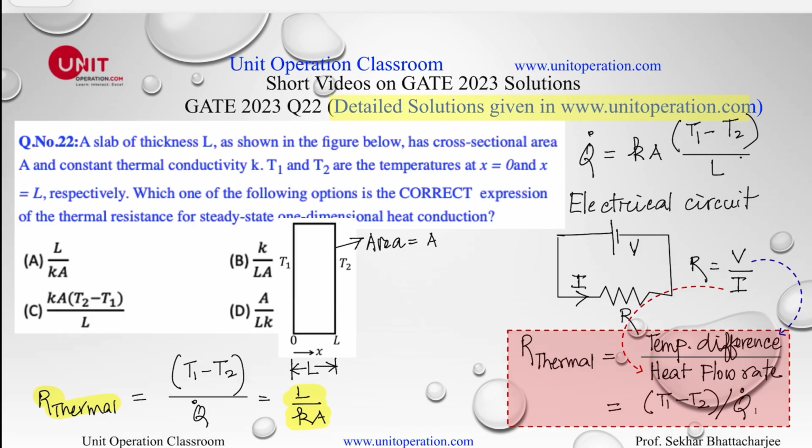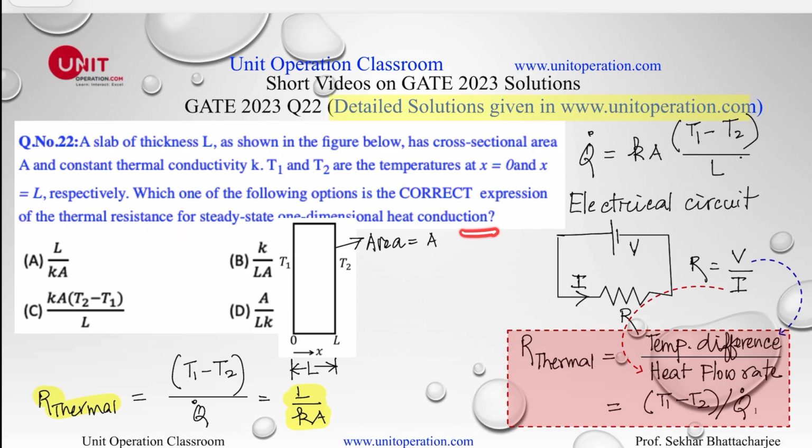T1 and T2 are the temperatures at x equal to 0 and x equal to L. So here is the temperature T1 on this face and T2 on this face. Which one of the following options is the correct expression of the thermal resistance for steady state one-dimensional heat conduction?